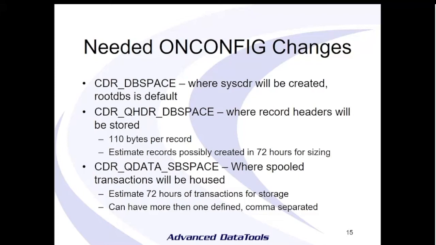It is 110 bytes per record. So you can do the math for how many records you expect to have in, I normally see a 72-hour window, and give yourself another 25% of space. That is a back of the napkin estimate for it. Feel free to make it larger than that.